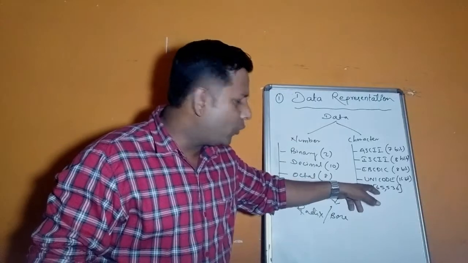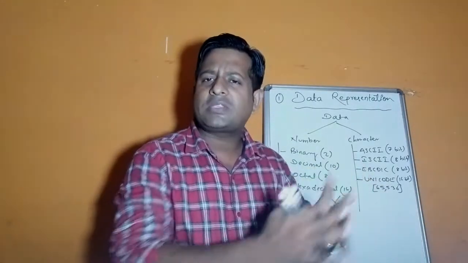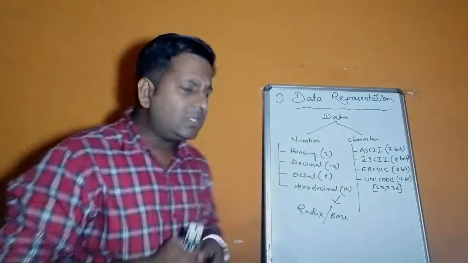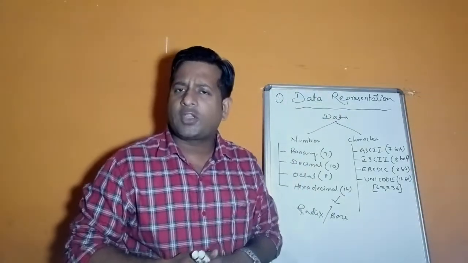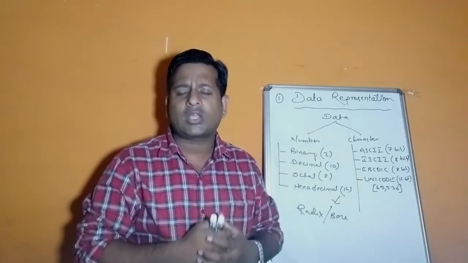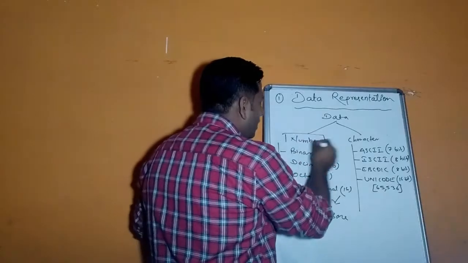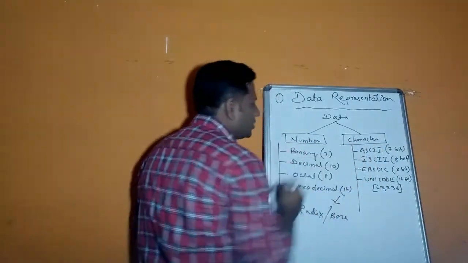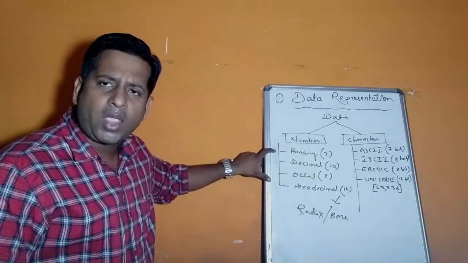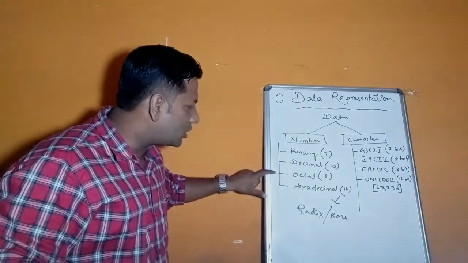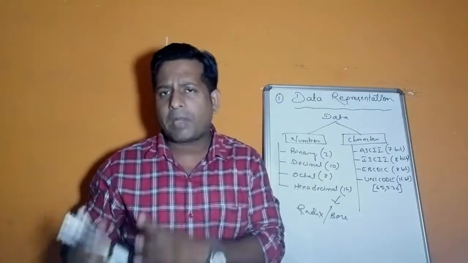So right now we are following a technology that is Unicode to represent the characters. So children, data can be any raw facts or figures which we supply or input to the computer. That can basically be divided into two parts, number and character. Numbers are represented in 4 different ways: binary, decimal, octal, hexadecimal. These all have a certain radix or base.